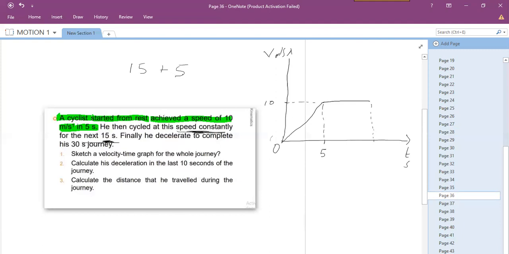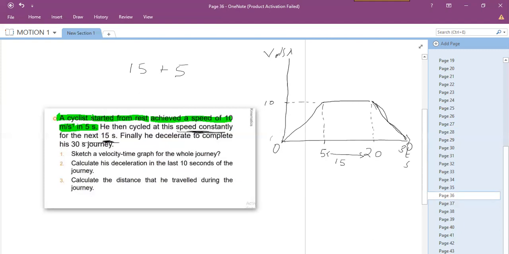So for the next 15 seconds, 15 plus 5, this will be 20 here. Yes, because if we subtract 5 from 20, this constant speed here was for 15 seconds. Then they are saying finally he decelerates to complete his 30-second journey. So the final time he was decelerating, we're going downwards like that, and the final time there is 30 seconds. Please answer this question and draw the graph properly.